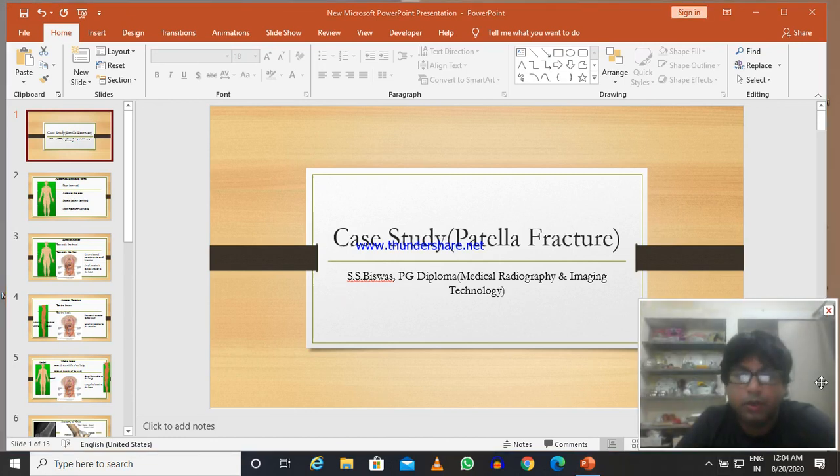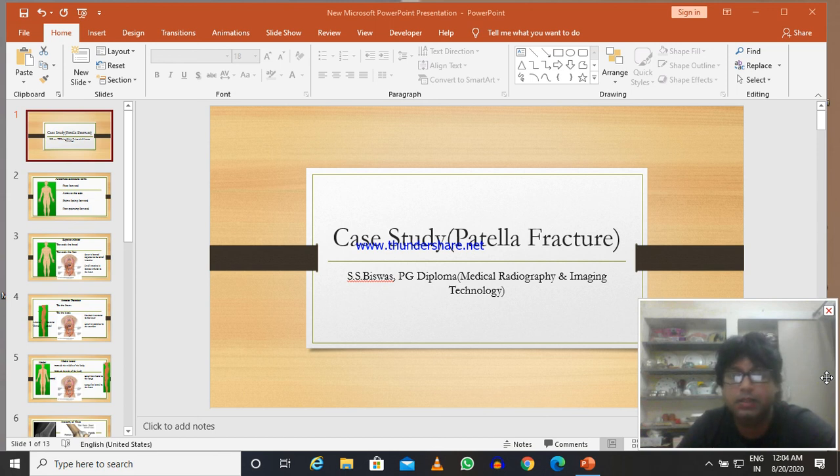Okay. Good evening, everybody. So today, I am going to discuss a particular case study of a transverse patellar fracture. So I have received one X-ray film from one of my junior colleague.